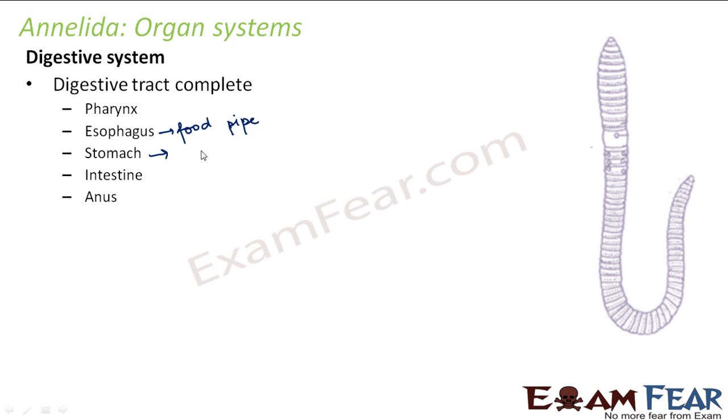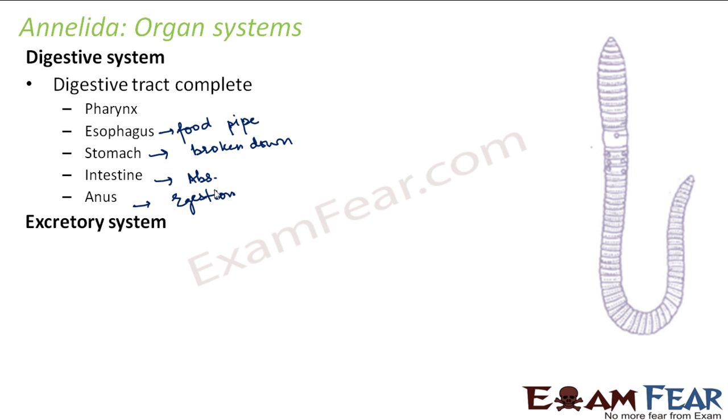What happens in the stomach? In the stomach, food is broken down into simpler form. In the intestine, the digested food is absorbed. So absorption takes place in the intestine, and in the anus, egestion happens, that is, the undigested food particles are thrown out of the body through the anus. All these organs together form a complete digestive system.